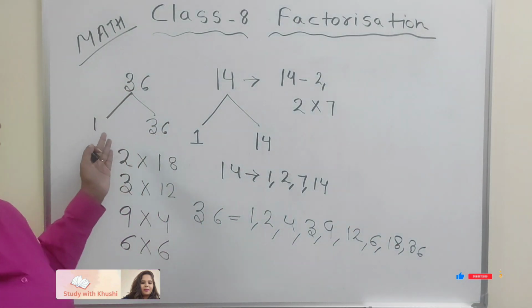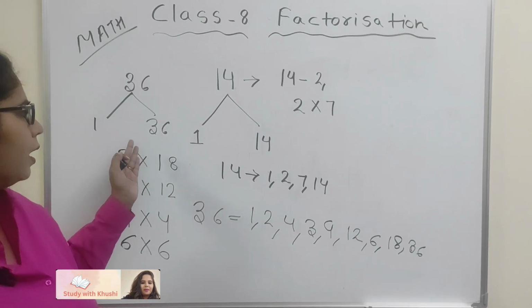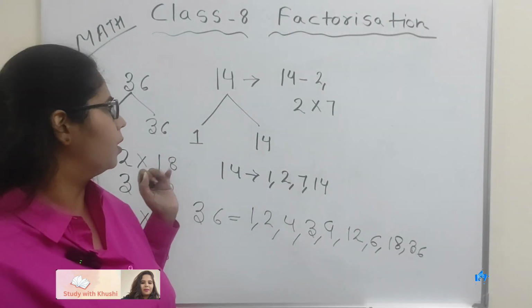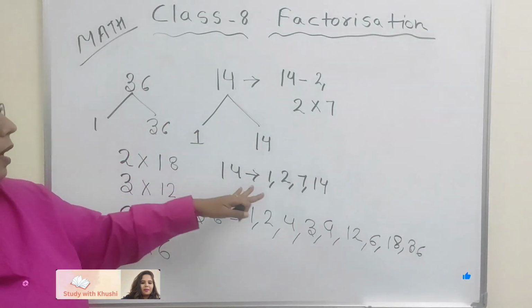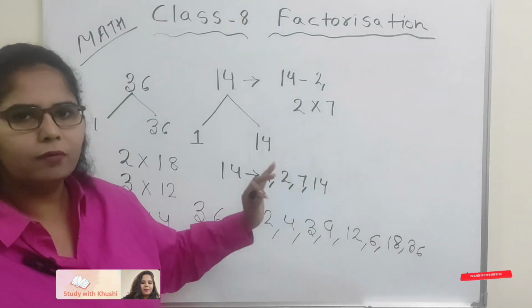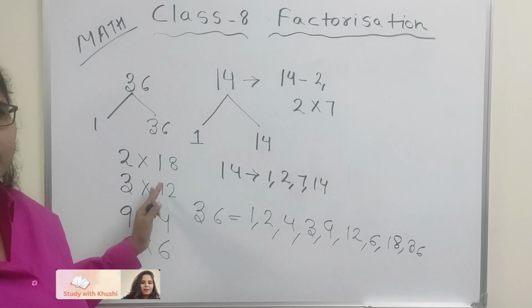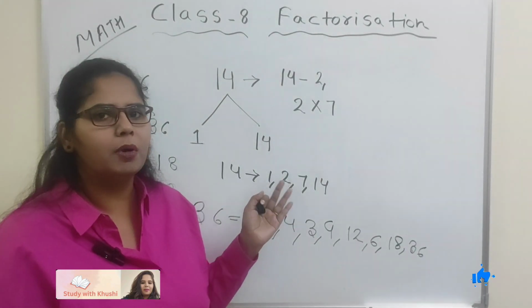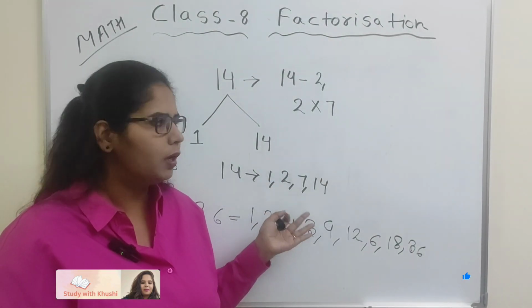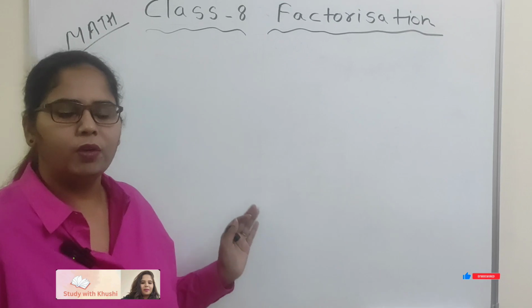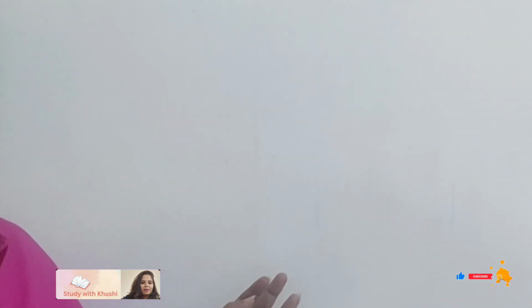It means the numbers in whose tables 36 comes are called the factors of this number. Similarly, the factors of 14 are 1, 2, 7 and 14. Okay, so these are natural numbers. What are natural numbers? Natural numbers are those which start from 1. So we checked the factorization of natural numbers.